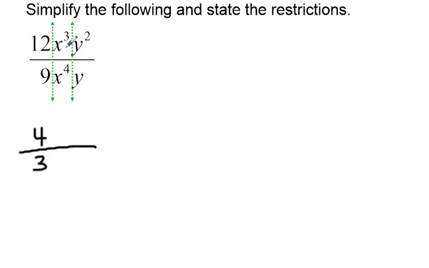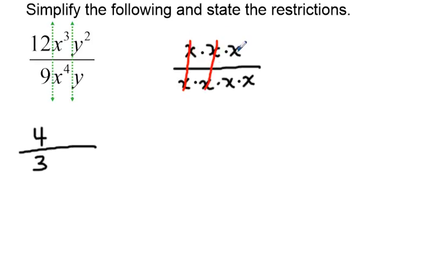The same thing would be true about the x cubed and the x to the 4. Recall that x cubed is just another way of expressing 3 x's being multiplied together, and x to the 4 is just a way of expressing 4 x's being multiplied together. So if we want to view this as pairs matching up, then I can see that the 3 x's on the top would cancel with 3 x's on the bottom, leaving me with a single x in the bottom of my expression here.